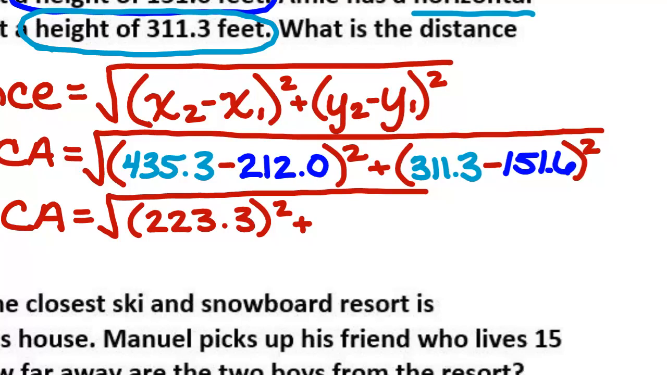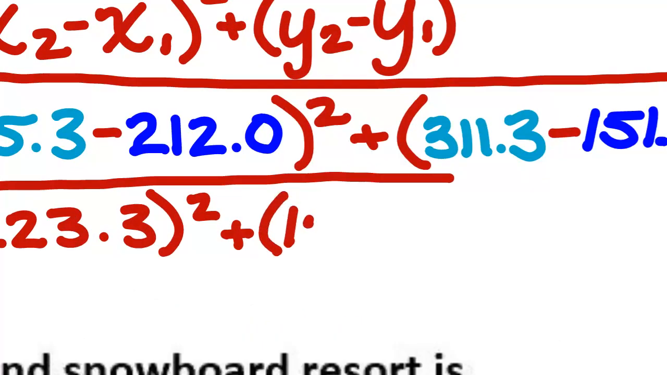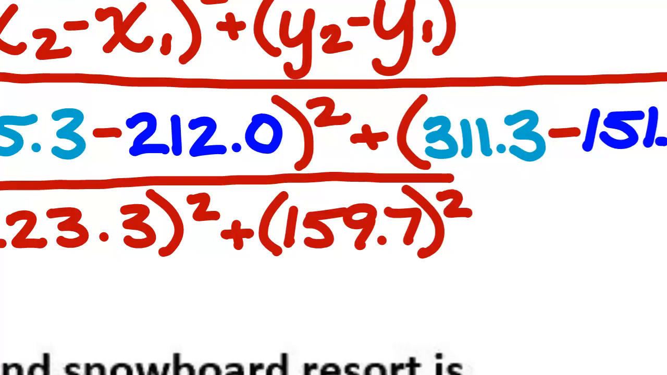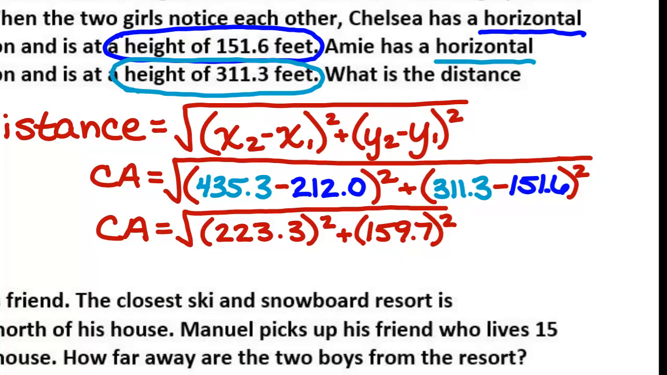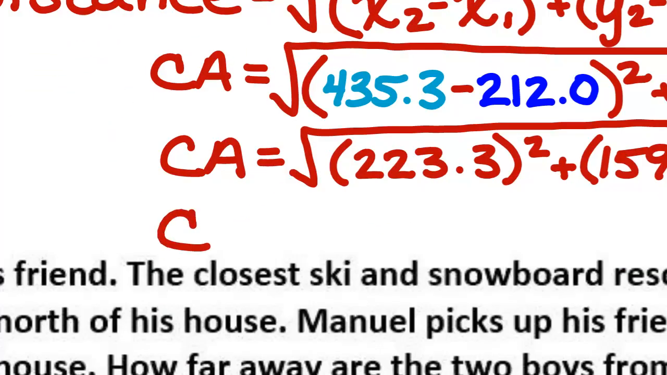The y's, when we subtract them, we get 159.7. Close my parentheses and square it. At this point right here, I can put this into my calculator. If your calculator just spits out a decimal at this point, that's great. If it gives you something with the square root over it still, you know you need to hit that button right above the enter key. So I want you to put this into your calculators.